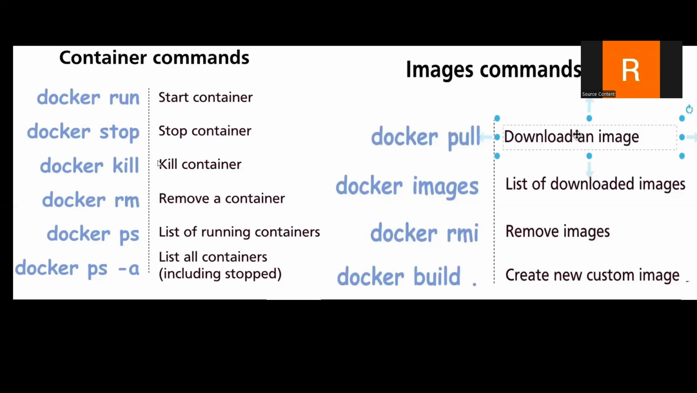So in the previous slide, what does the docker rm command do? Like, I start a container using docker run. After that, I want to remove this container, but I can't remove it.